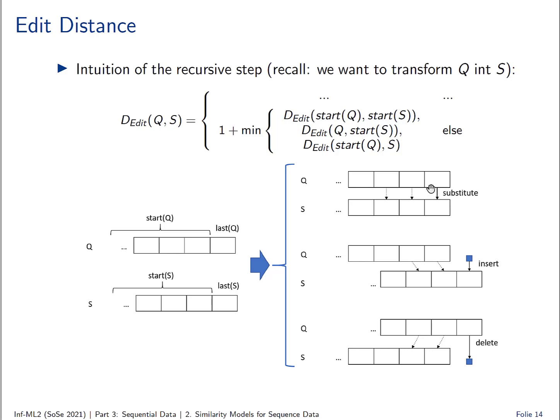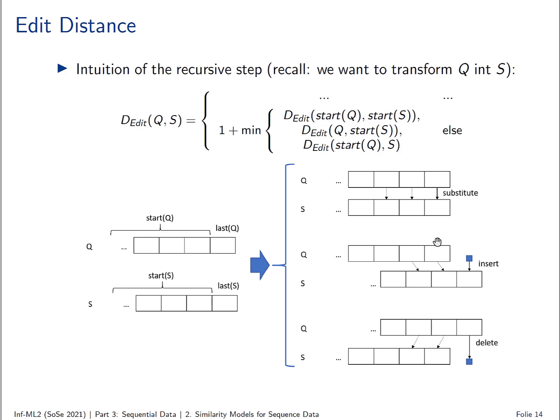So we substitute it, which gives us one operation plus the cost that we need to match the prefix of Q without the last to the prefix of S without the last, obviously. So that is the first case where we substitute last of Q by last of S.